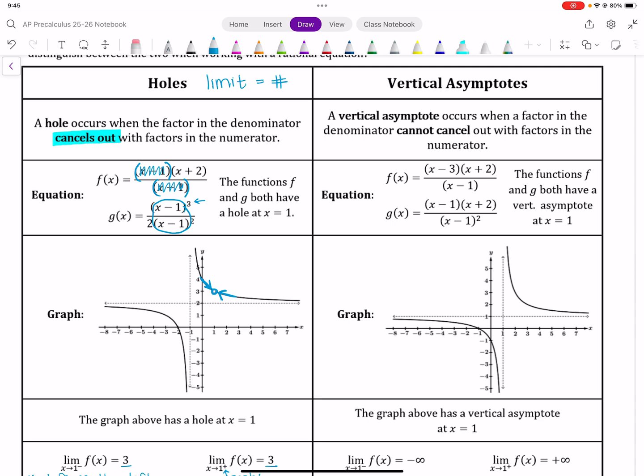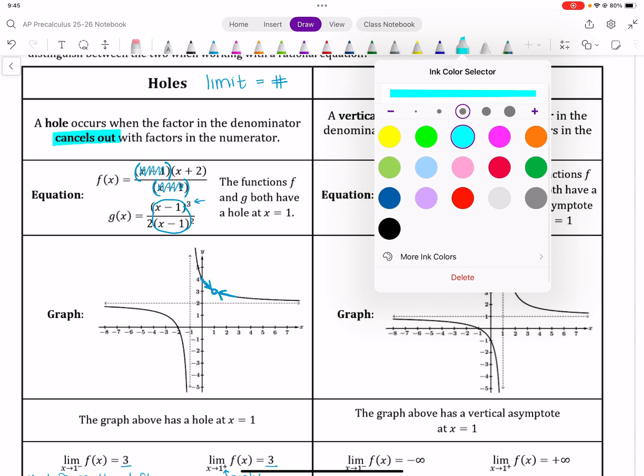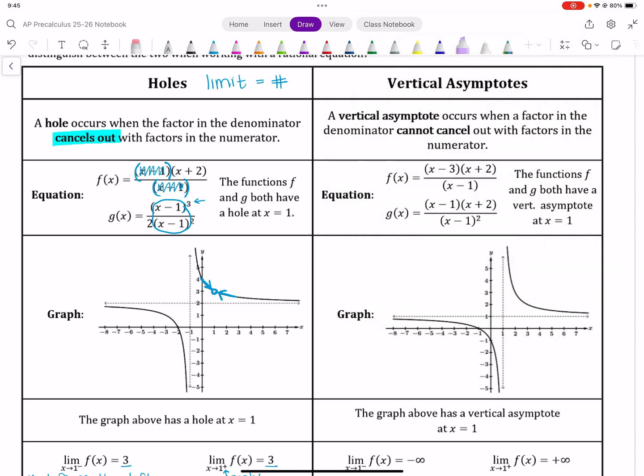On the flip side, we have a vertical asymptote when our factor in the denominator cannot cancel out. So we are left with, say, an x minus 1 in our denominator, because we can cancel this guy out, but there's still 1 left in the denominator. So both of those functions have a vertical asymptote at 1. And the way you know you have a vertical asymptote is you will see a dashed line that your function will never touch and never cross.